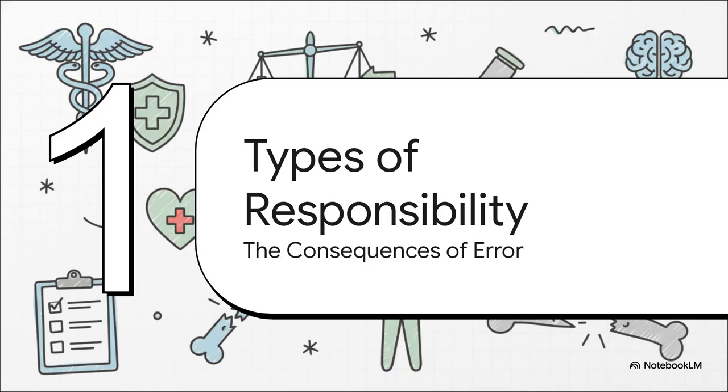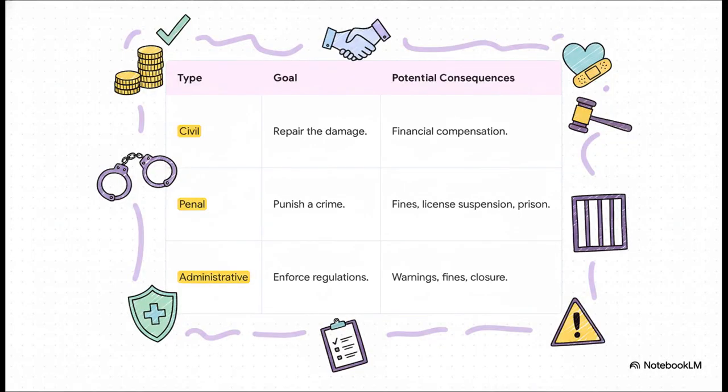So, when an error like that happens, the consequences for the doctor aren't just one size fits all. The liability can actually be handled through 3 totally separate legal paths, and each one has a different goal and a different outcome. And here's a quick look at how the system tackles these errors.